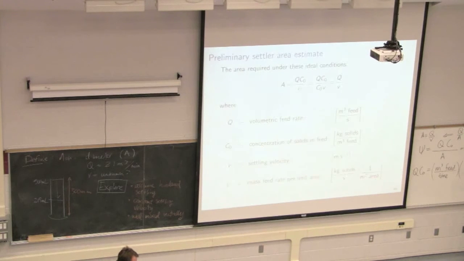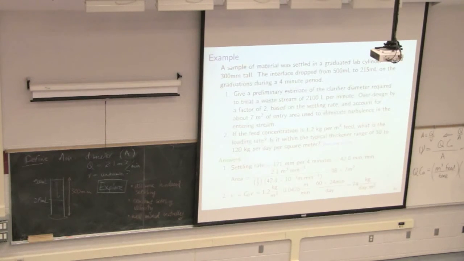Okay, the one proposal is maybe divide the area by 2. Okay, so Michelle pointed out that we should over-design on a factor of 2 based on the settling rate, not on the area or the diameter. So the over-design should be applied to the settling rate. The settling rate refers to the velocity V. Okay, so we've got these particles settling at a velocity V. Do we double that velocity or do we halve that velocity? Suggestions to halve, yeah? Since you over-design it, you divide it.